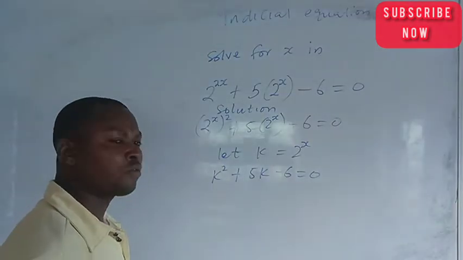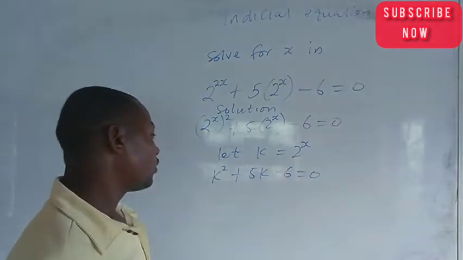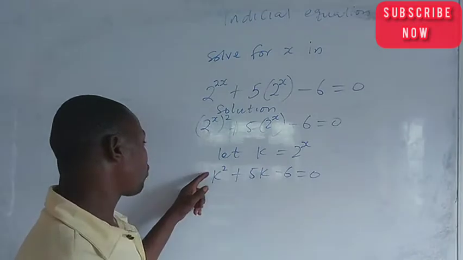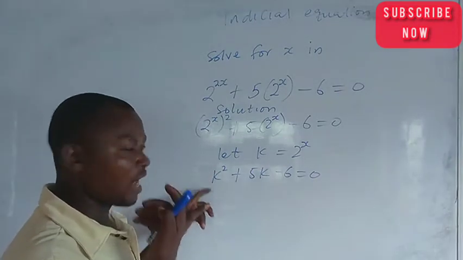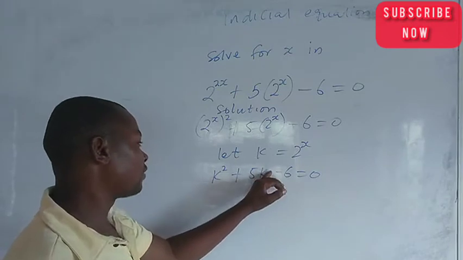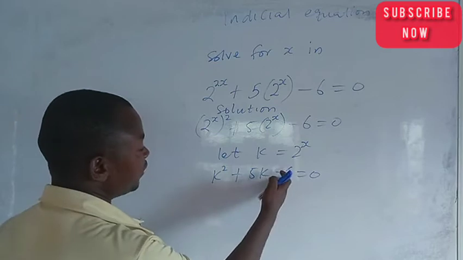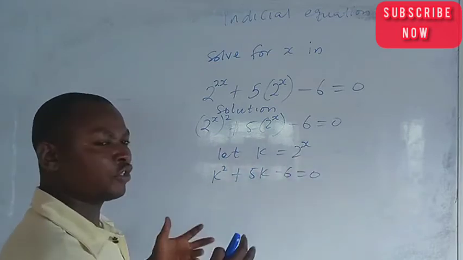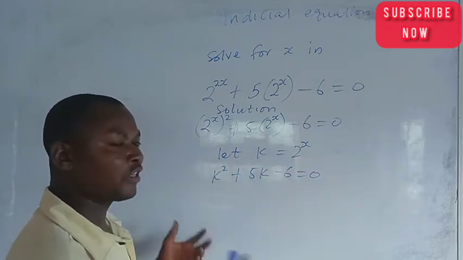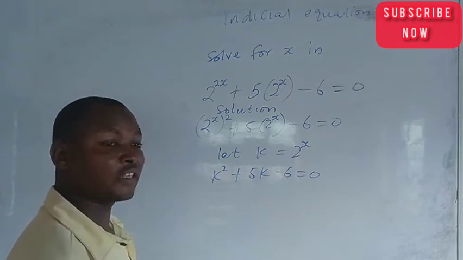Or we can use the completing the square method. Completing the square is where I try to make sure that the coefficient of k squared is 1. Then you divide the coefficient of the term with power 1 by 2. Then you square it, transfer the constant to the other side, and add that result to both sides. When you simplify, your answer will jump out. I think that's the second method.